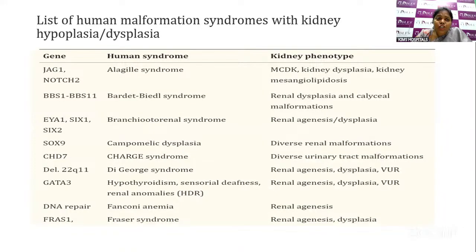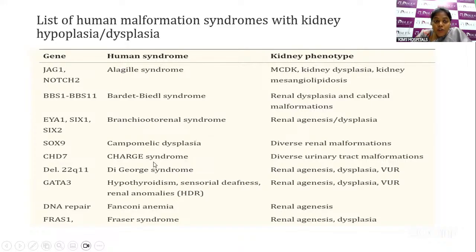So these are the list of malformations or the syndromes in which we see hypoplastic or dysplastic kidneys. We see Alagille syndrome, where there are multicystic dysplastic kidneys and mesangial lipidosis. There is Bardet-Biedl syndrome, where there is renal dysplasia, and branchio-oto-renal syndrome with renal agenesis.